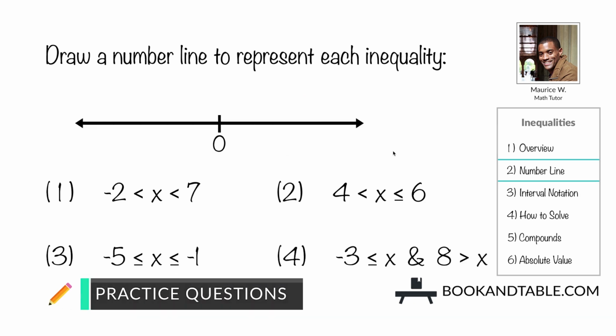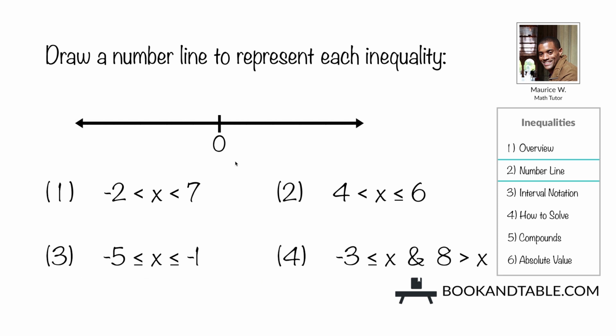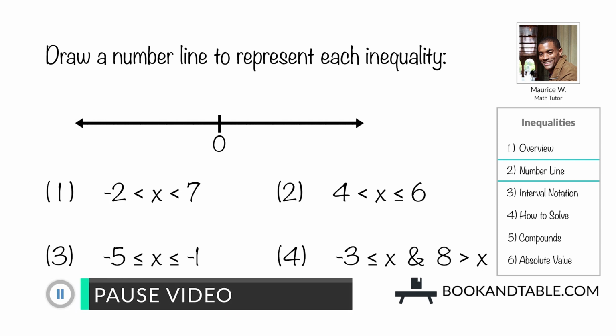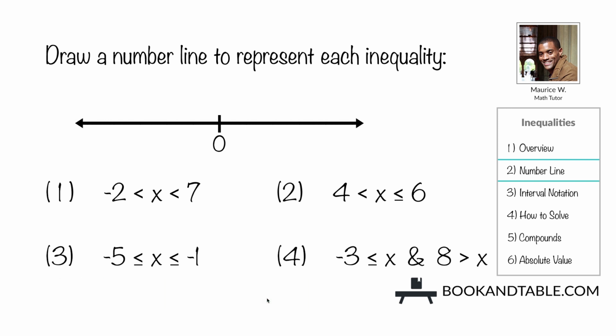Let's do some practice. Draw a number line to represent each inequality. Question number 1. -2 is less than x, which is less than 7. Question number 2. 4 is less than x, which is less than or equal to 6. Question number 3. -5 is less than or equal to x, which is less than or equal to -1. In question number 4, -3 is less than or equal to x, and 8 is greater than x. Pause the video, solve these questions, and then press play when you are ready.